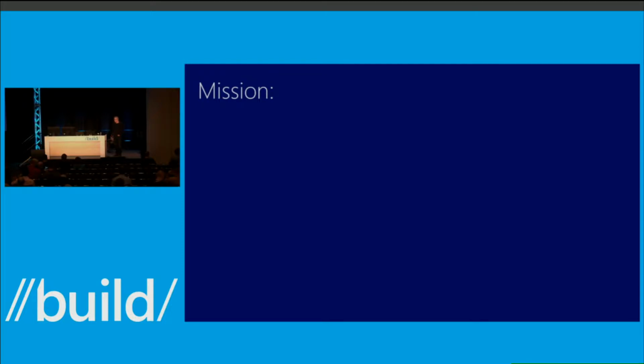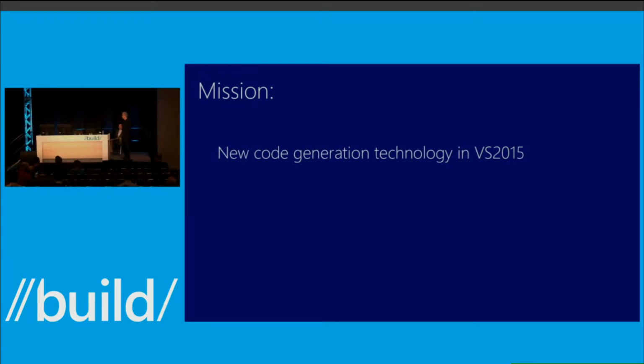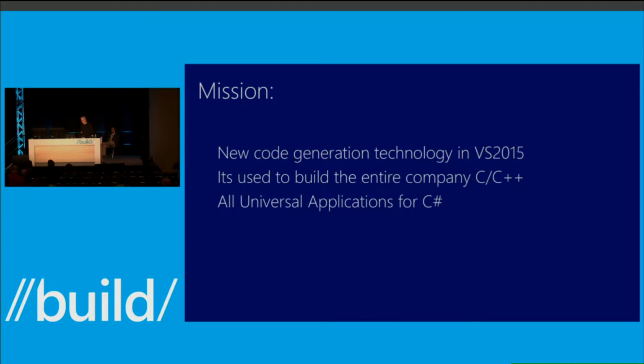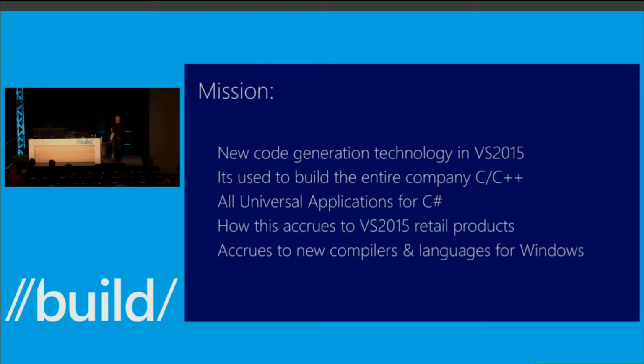So my mission is at least to start out and get a few things across. We're going to talk about the new CodeGen technology. We're going to talk about how it's used to build the entire company internally at Microsoft. We're going to talk about how it's used to build all the universal applications for C# now with an ahead-of-time compilation. We're going to talk about how all of this accrues to the 2015 retail products that you'll be able to buy soon. And then we're going to talk, especially Solomon will talk quite a bit about how this accrues to new compilers and languages for Windows.